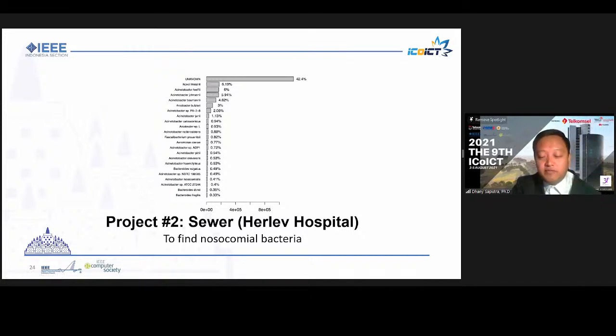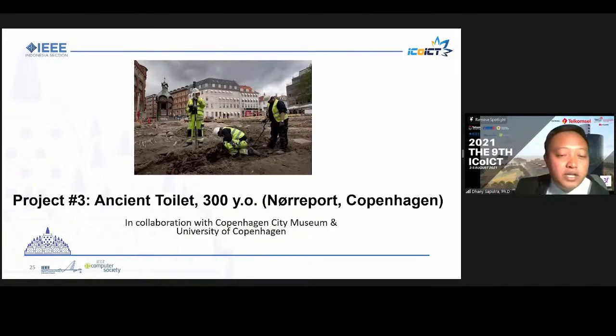But it's normal to find this kind of bacteria in a hospital. And another project is an ancient toilet. We found a 300 years old toilet during excavation in Copenhagen. So we are collaborating with the University of Copenhagen and Copenhagen City Museum.